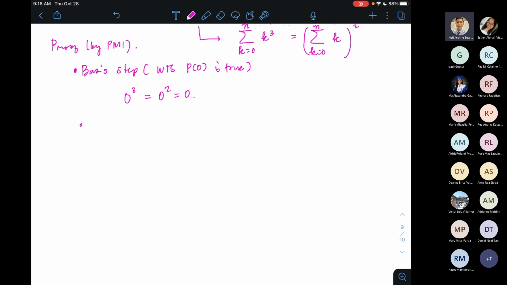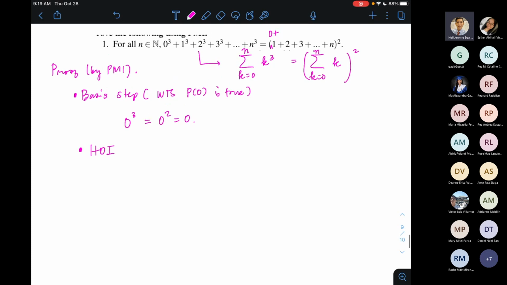And then the next step is write the hypothesis of induction. I suggest that you write the HOI explicitly kasi bibigyan ko siya ng points kung magpapa-problem set ako ng HOI, ng PMI, hahanapin ko yung actual statement ng HOI. Okay? So kaya isulat niyo siya. So can anybody spell for me what is the hypothesis of induction here?